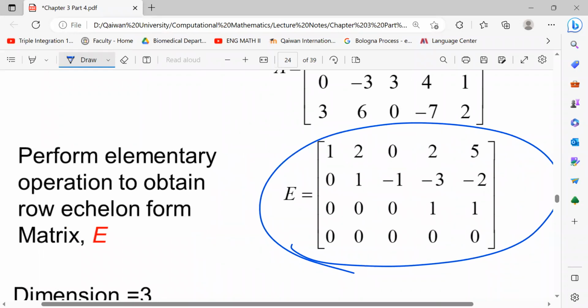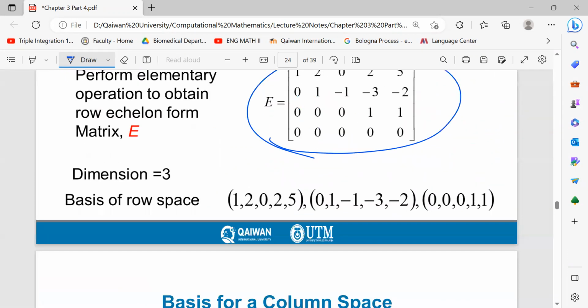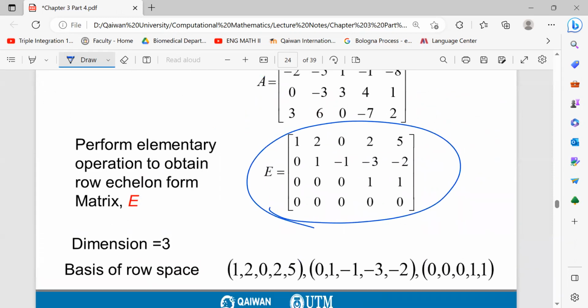And what's the rank? How many basis vectors do we have? 3. So the rank is 3. And also the dimension is 3. That's it. It's easy.